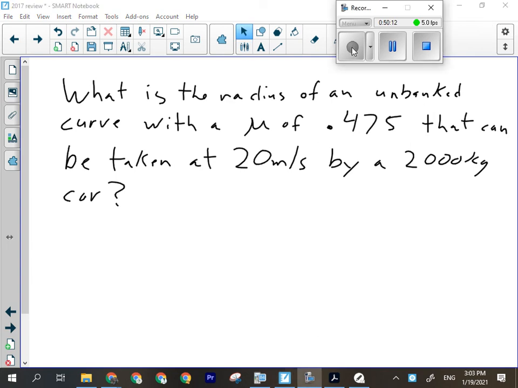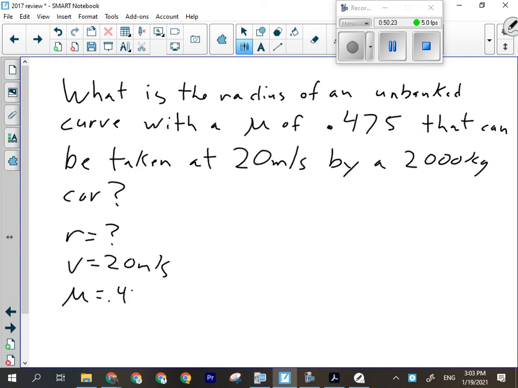All right, so on this one, we're looking for the radius of this curve. So we're looking for r. We know that v is 20 meters per second. We know that the coefficient of friction is 0.475, and we know the mass of the car, but it won't matter. Centripetal force is provided by the force of friction in an unbanked curve. That means mv squared over r equals mu times the normal force. Since it's not banked, normal force is equal to mg. That's why m cancels, and why m is not important in this question.